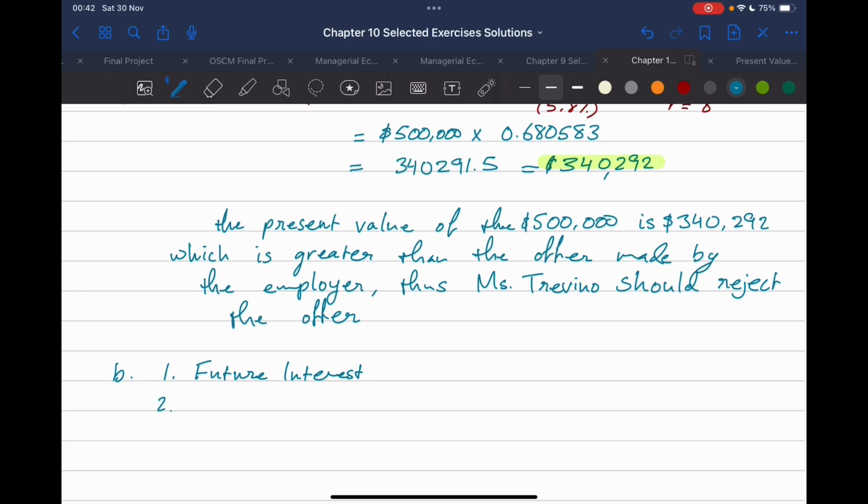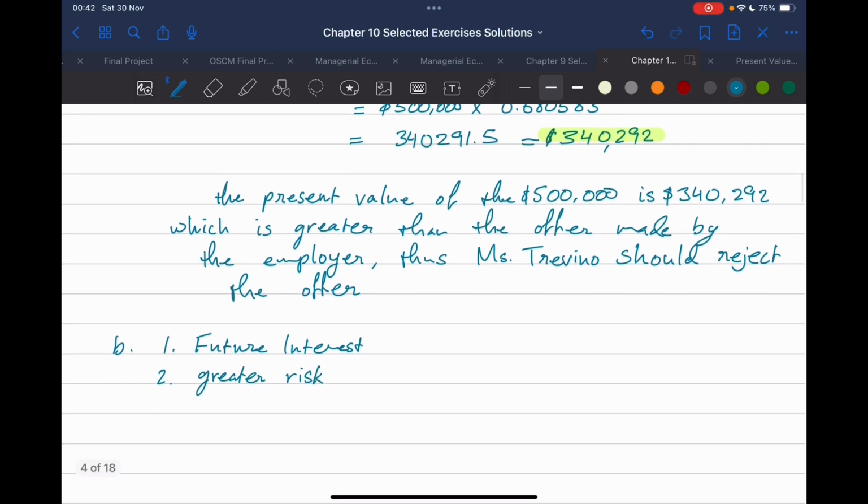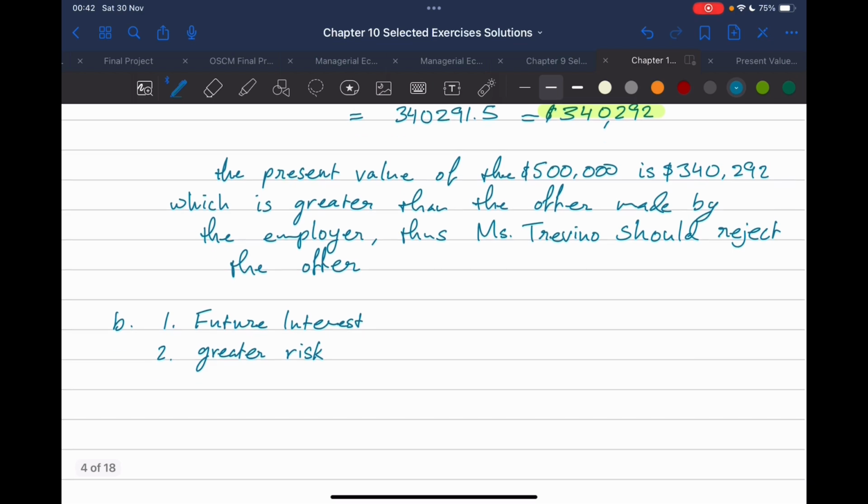Amounts received in the future carry greater risk of maybe not collecting the full amount or even not collecting the money at all. So the risk factor, let's call it greater risk associated with future amounts or future cash inflows. And the third factor is inflation.